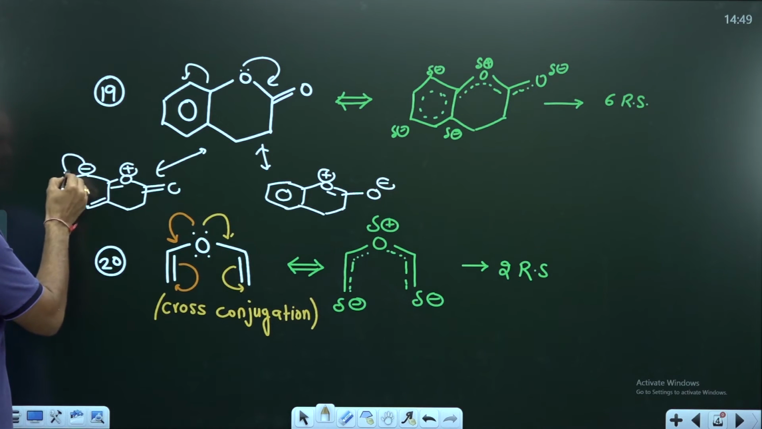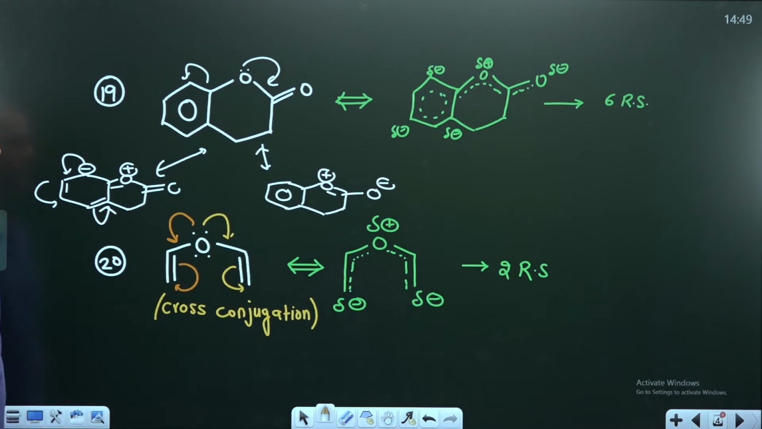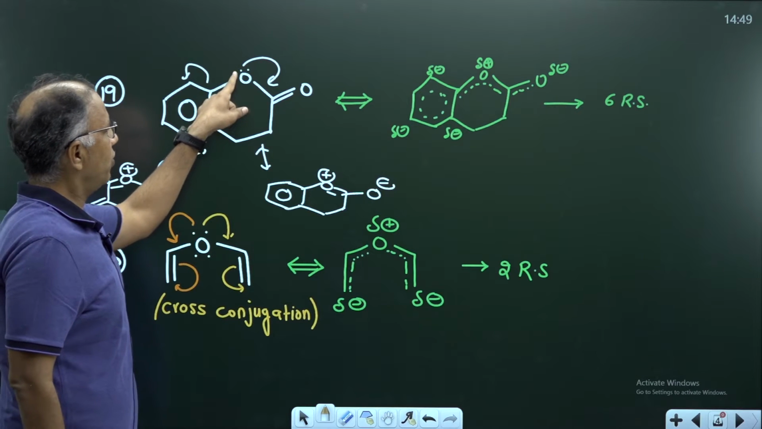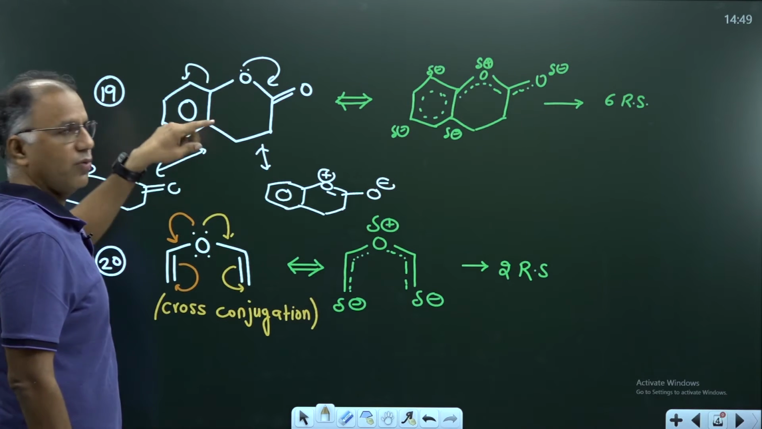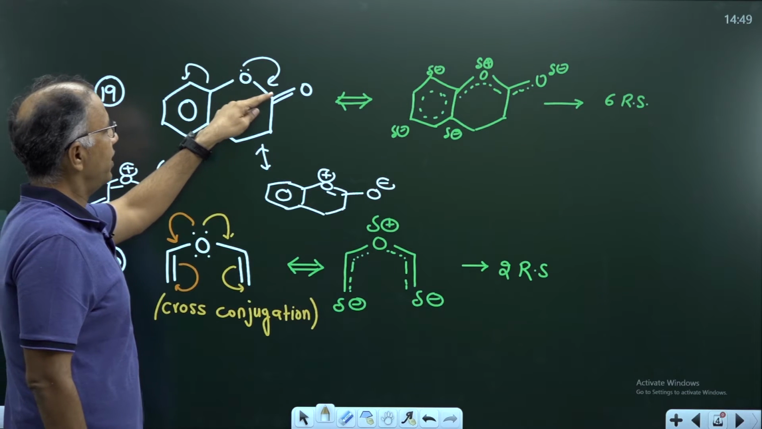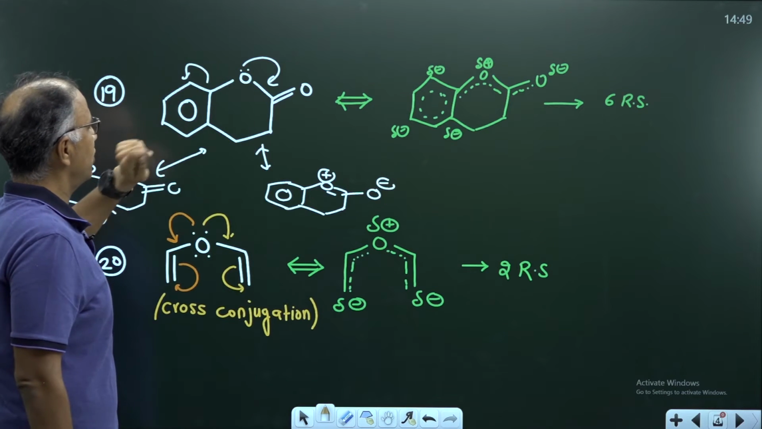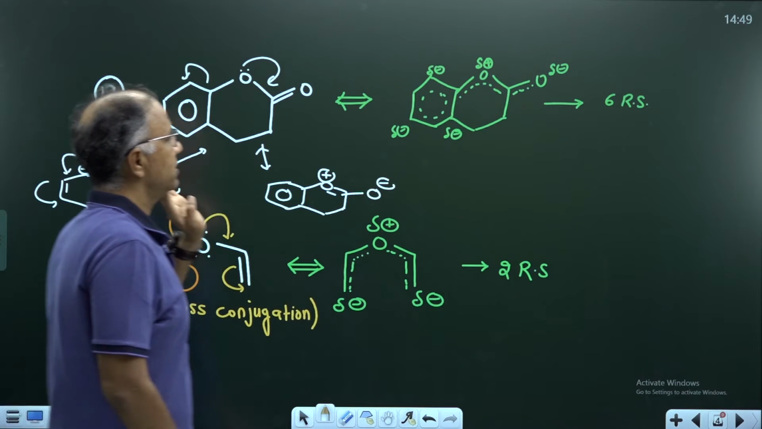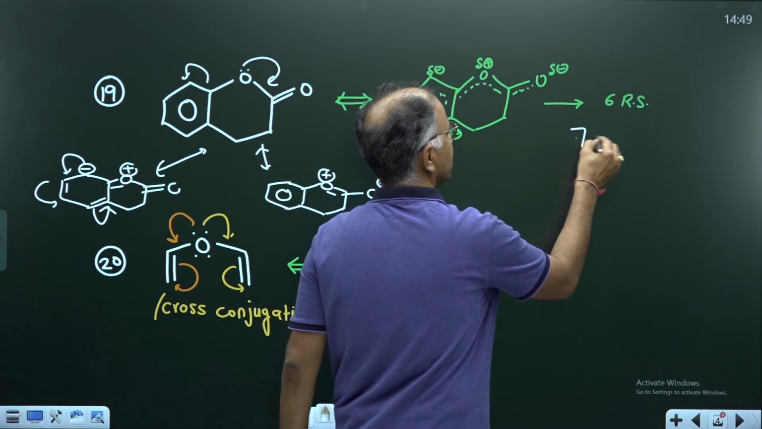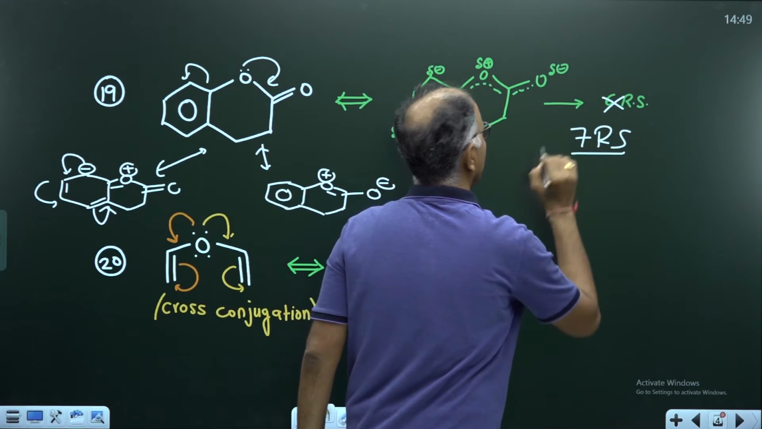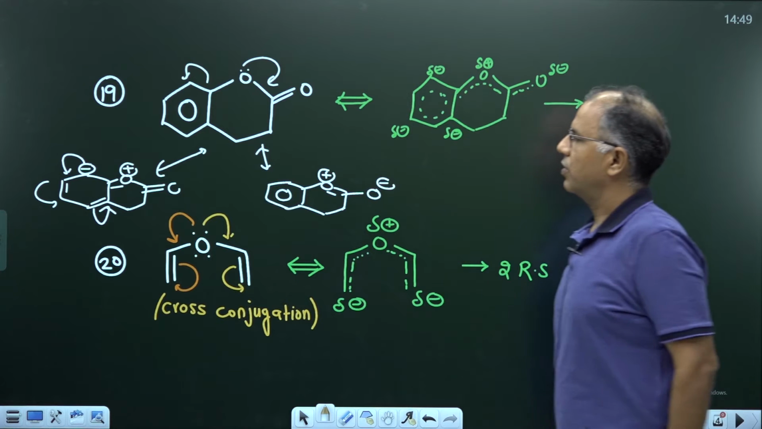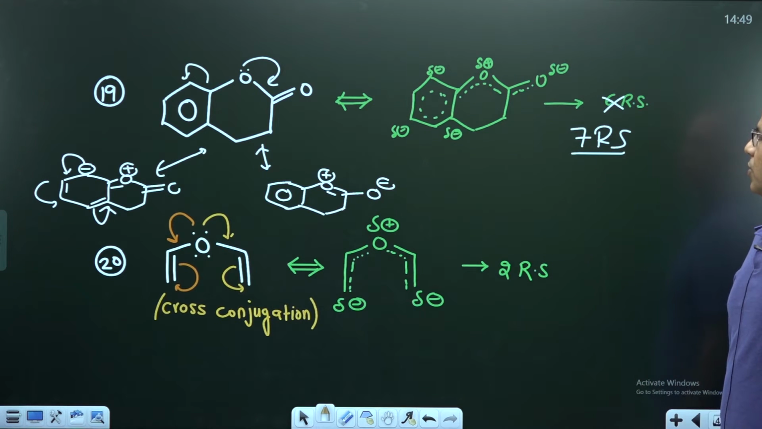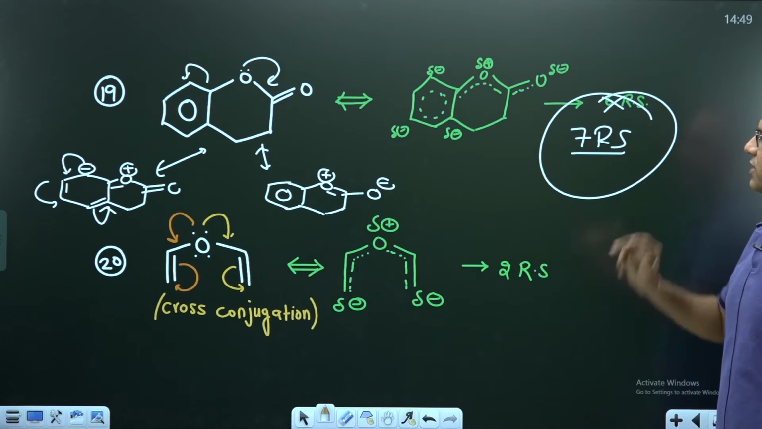Now this lone pair will further undergo delocalization. In that way, there will be a total of 6 RS. How 6 RS? If the lone pair undergoes resonance, in this RS we can change the position of pi bond. 2 RS will be there. And if the lone pair undergoes resonance on the right hand side, again we can change the position of pi bond, 4 RS. And then ortho, para and ortho. This means the total will be 7 RS. Got it? You have to write 7 RS.